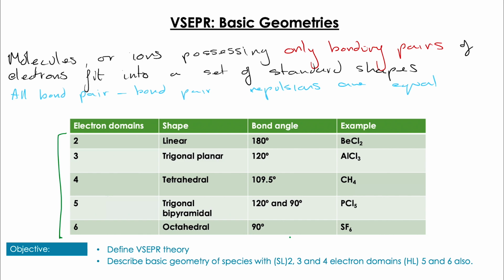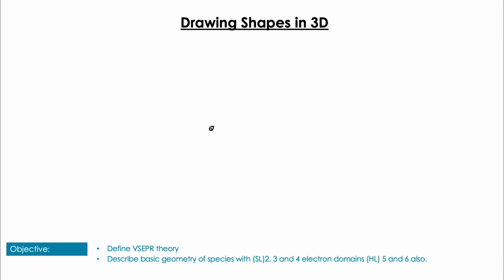So for people only studying SL, you only need to remember electron domains of 2, 3, and 4. That's linear, trigonal planar, and tetrahedral shapes. For HL students, you need to know those, but also for 5 and 6 electron domains, that's trigonal bipyramidal and octahedral shapes. So before we go about drawing each of these, a quick note on drawing shapes in 3 dimensions.